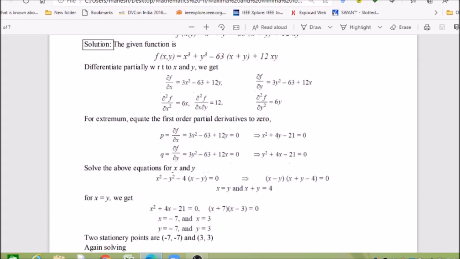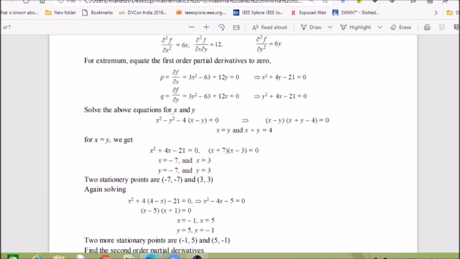To get the stationary points, we equate the first order partial derivatives to 0. So ∂f/∂x equal to 0 and ∂f/∂y equal to 0. By equating them to 0, we get x² + 4y − 21 = 0, y² + 4x − 21 = 0. By solving these equations, we get x = y and x + y = 4.